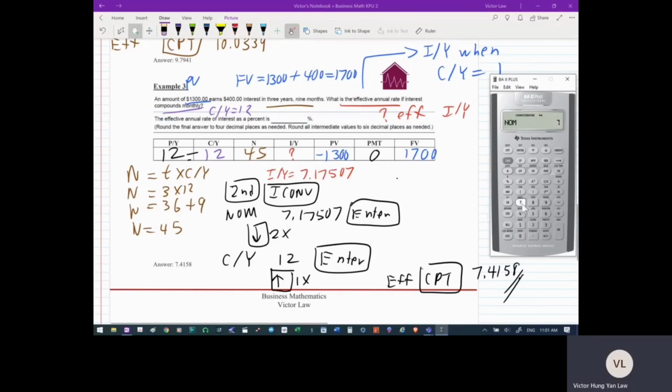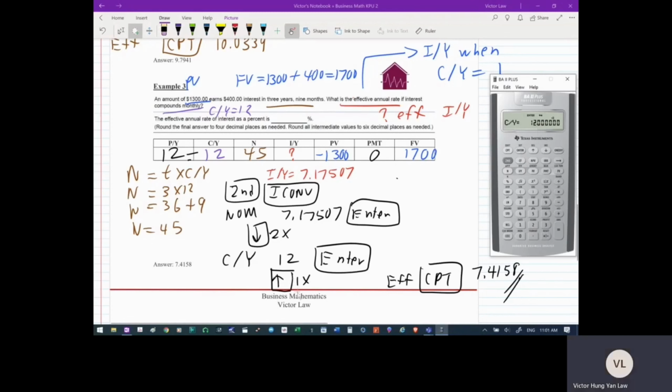So we put in 7.17507. This is what we have for the nominal interest rate. Our IY is basically your nominal interest rate. Once we type in the number, we press enter. Then we go down 2 times to CY, press 12, and press enter. That will set the compounding to 12 times a year.